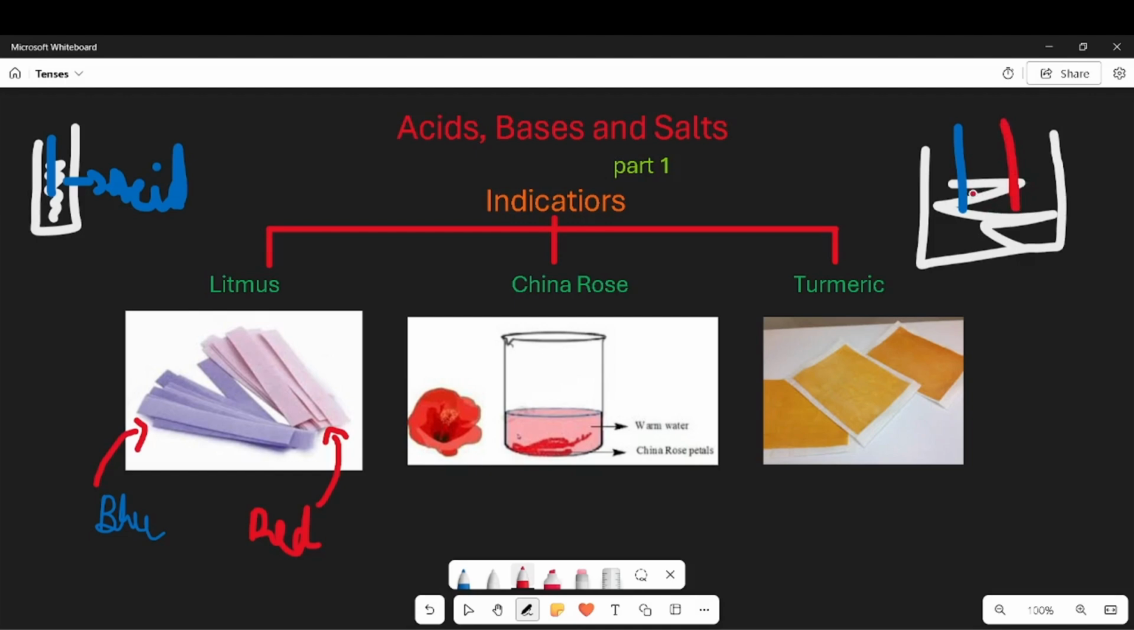Now if the blue litmus paper turns red and the red litmus paper remains red, it is an acid. And if the other way around, the red litmus paper turns blue and the blue litmus paper stays blue, then this solution is a base. So that's how we use a litmus paper indicator to see if a solution is an acid or base. This is very commonly used.